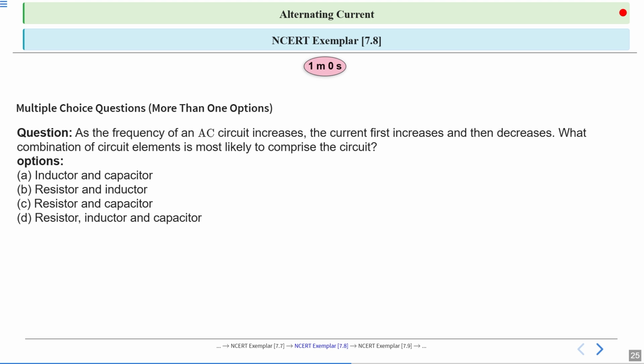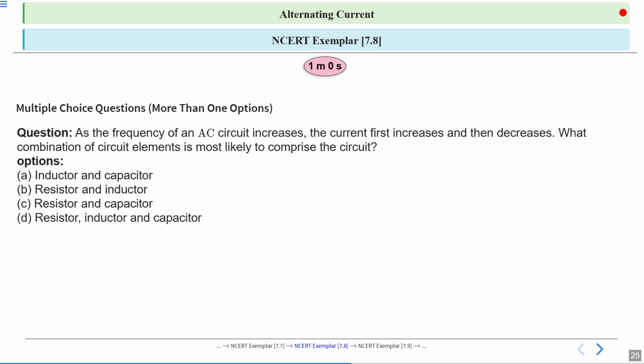What is the question? As the frequency of an AC circuit increases, the current first increases and then decreases. What combination of circuit elements is most likely to comprise the circuit? This is based on the resonant frequency topic. I have given you an idea.